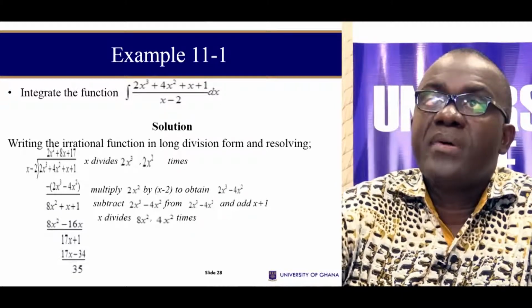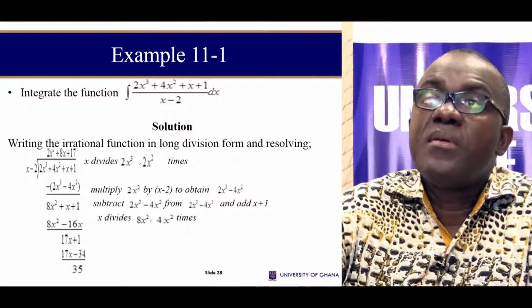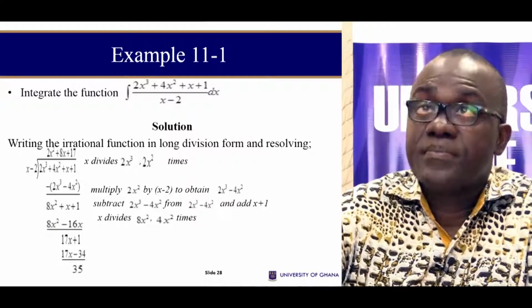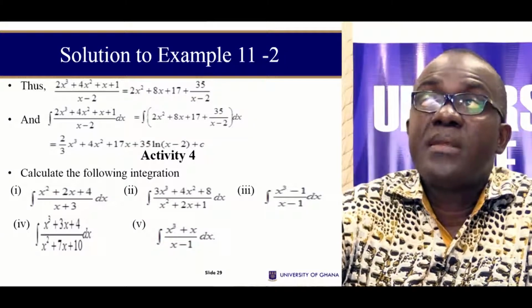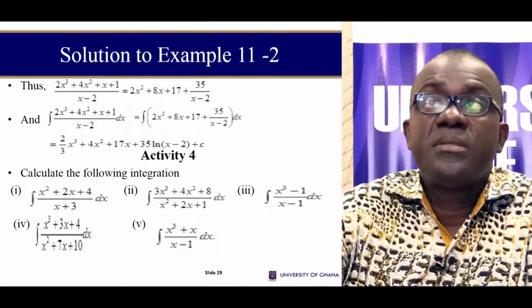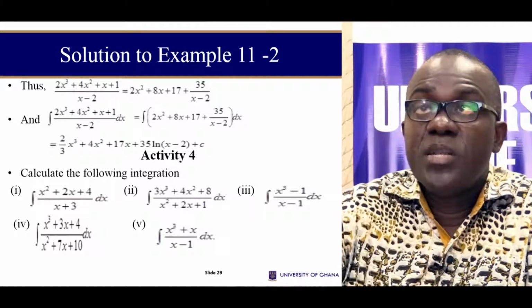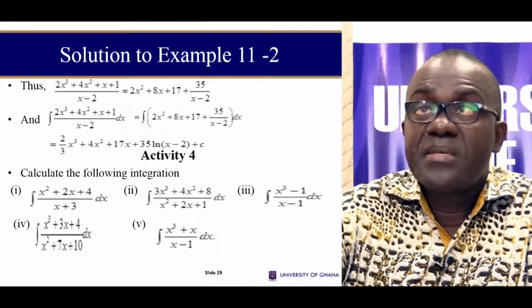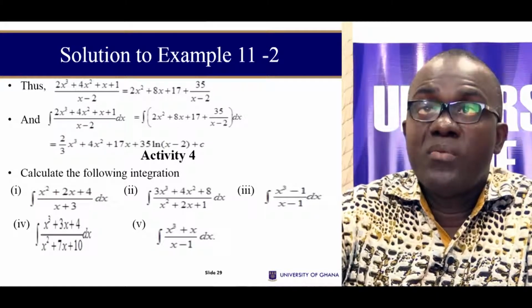So what we have standing here means that when we multiply this one by this one and add it to this, we are going to get this whole equation. Again, when we multiply this denominator by this, and then we add this, we are going to get the whole equation over here.